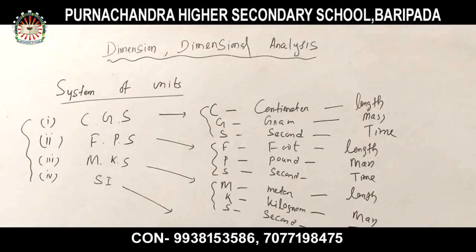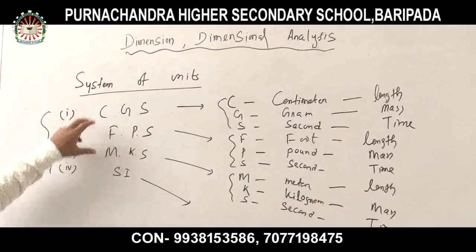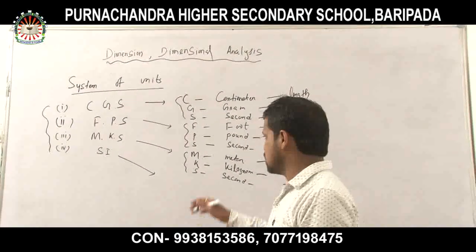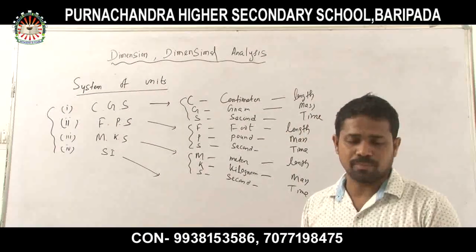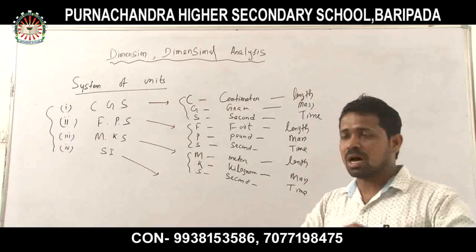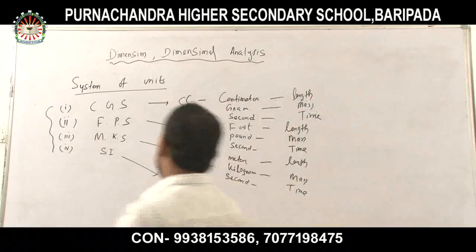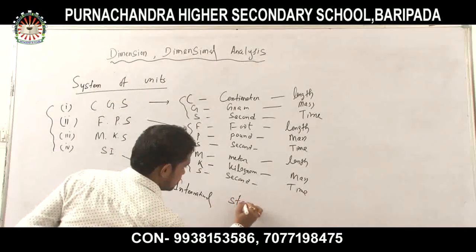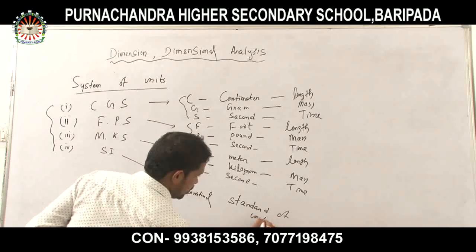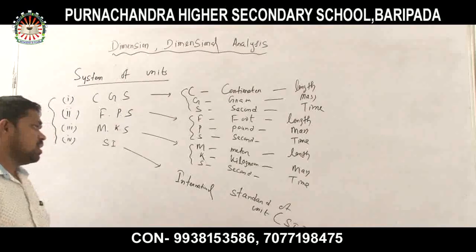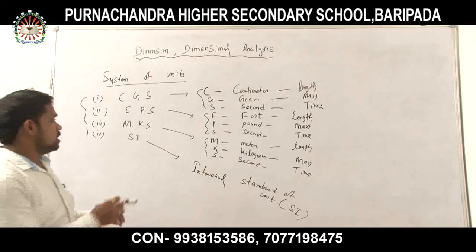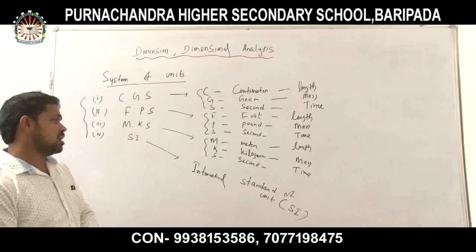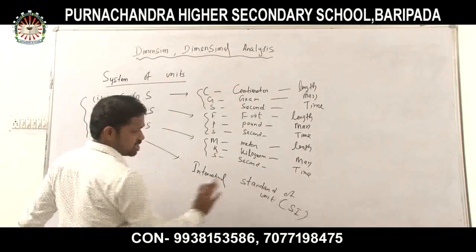Then I come to the last one. Apart from these three, in 1960 there was a measuring committee which decided to use a universally accepted unit for all physical quantities. They named it the International Standard of Unit. In 1960, the weights and measures committee decided to use a universally accepted system of units which is used to measure all the physical quantities in the universe, and they call it the International Standard of Unit, simply SI.